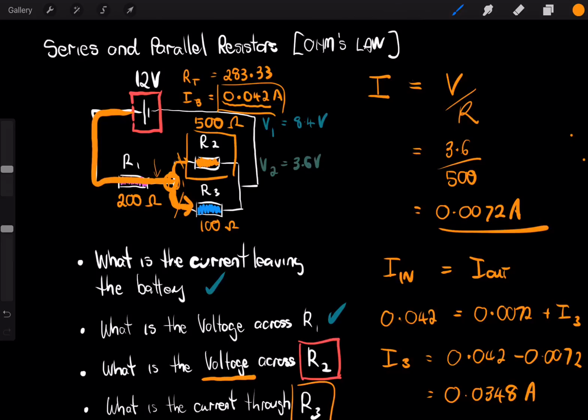Now, what I haven't been doing here is expressing these currents in a more convenient form. Normally, if currents are this small, we'd express them as milliamps. So 0.0348 amps would be 34.8 milliamps. Okay, so we've answered all those questions. And you can see that this is a typical example of where we put everything together, our understanding of series circuits, parallel circuits, and Ohm's law, and we can use that information to work out any current, any voltage, and any resistance in a standard circuit like this. Okay, thank you.